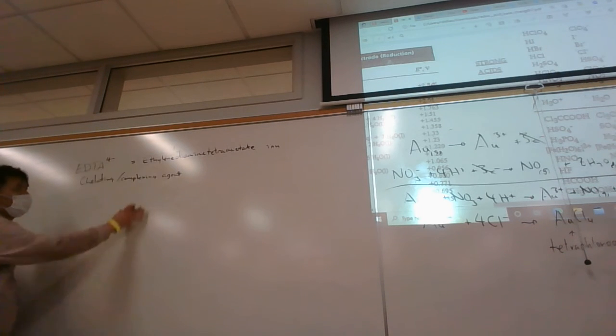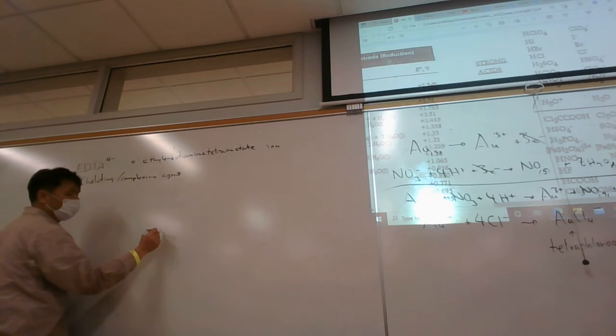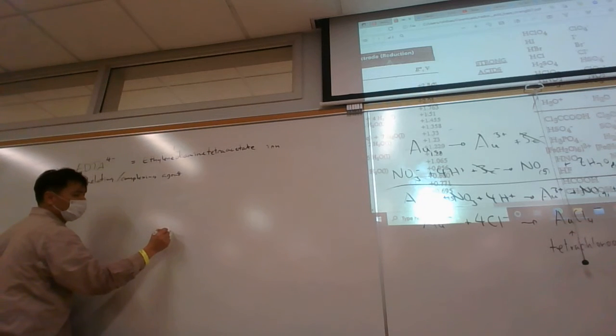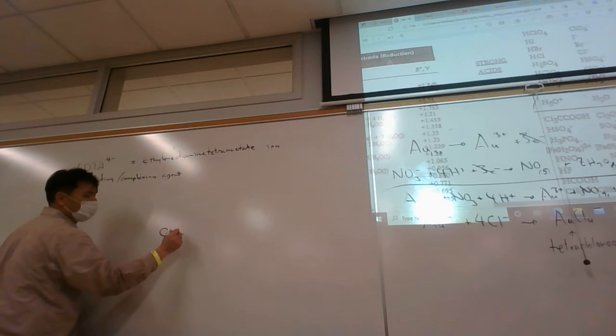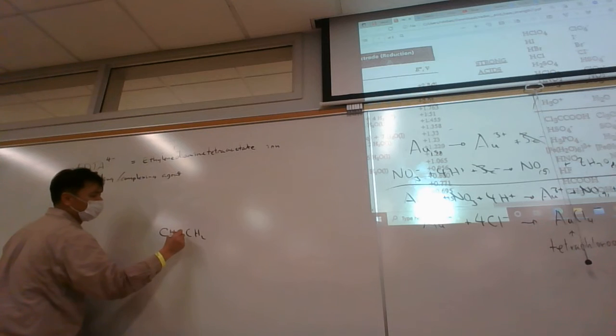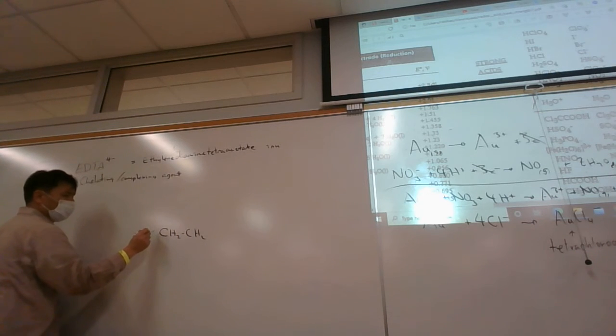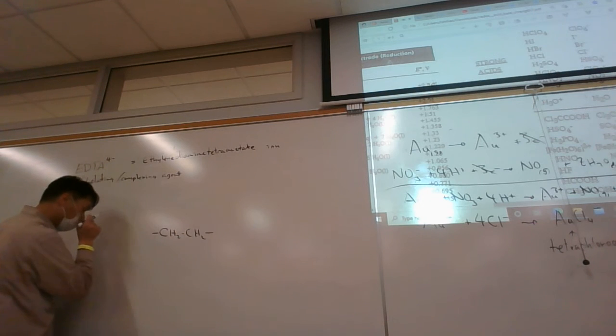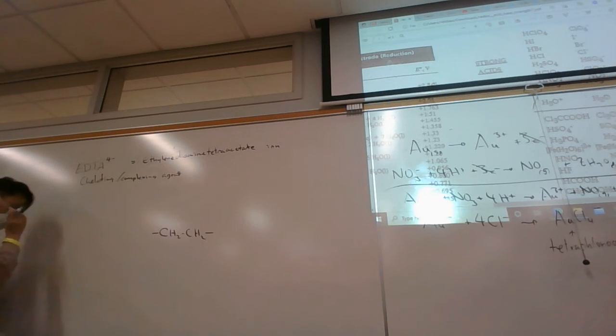And it consists of an ethylene group. Eth stands for 2 carbons. And so ethylene would be a CH2CH2. And then it's going to have 2 amines. Amines are like ammonia derivatives. So let's take a look at amines real quick over here.